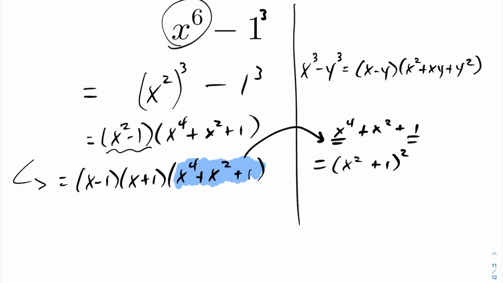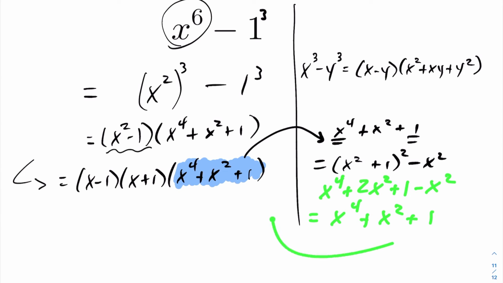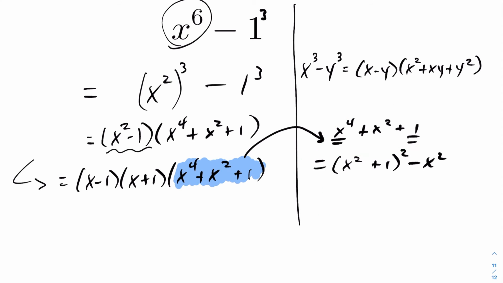I'll link that in the top right-hand corner. This is an incomplete square. So what that means is I do not have equality between these two yet. However, if I subtract off an x squared, you'll notice when I expand this out, you're going to get x to the power of 4 plus 2x squared plus 1 minus x squared, which will simplify to become x to the power of 4 plus x squared plus 1, which is exactly what we have here. So therefore, I can rewrite this expression here as follows below, giving us the following.